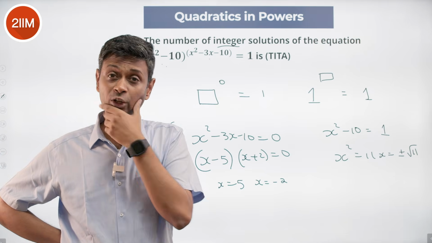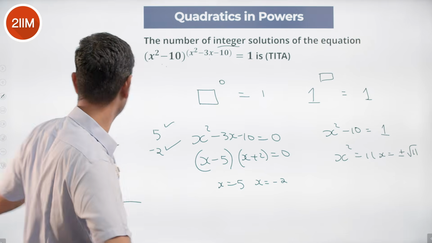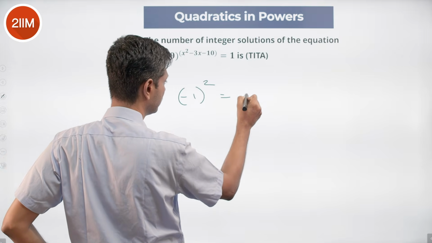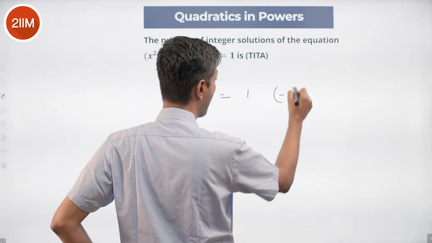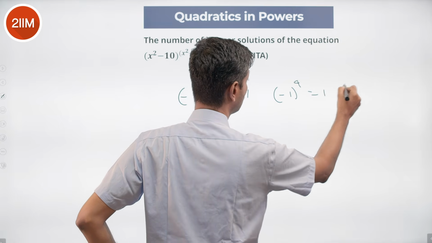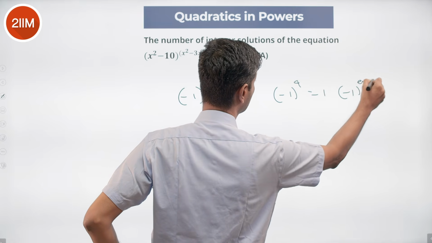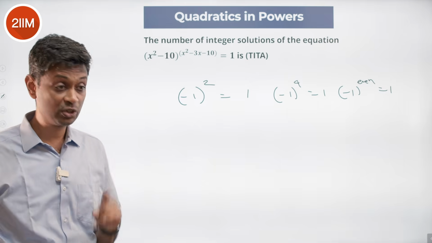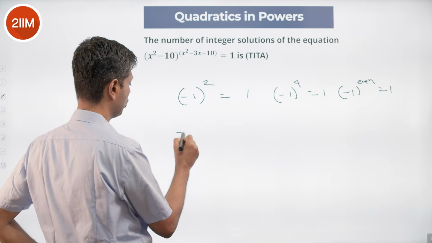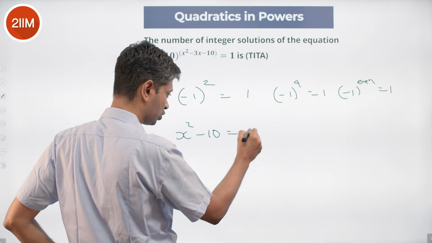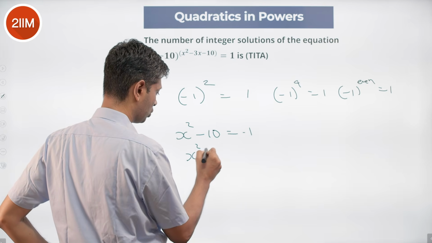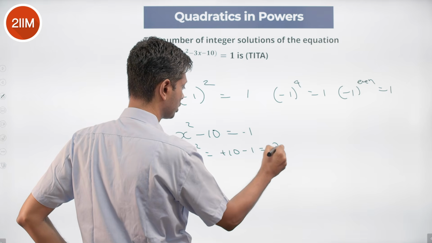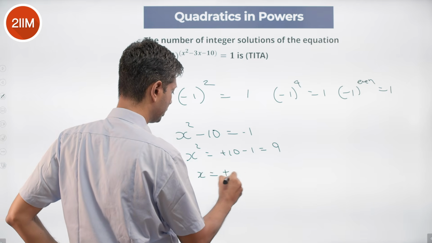Have I completed everything? No, I have not. There's one more possibility here, which is minus 1 square is 1, minus 1 power 4 is 1, minus 1 power an even number is 1. So there is a possibility of that happening, in which case I'll have to verify that. So I'm going to solve for x square minus 10 equal to minus 1, or x square equal to plus 10 minus 1, which is 9. That means x is equal to plus or minus 3.